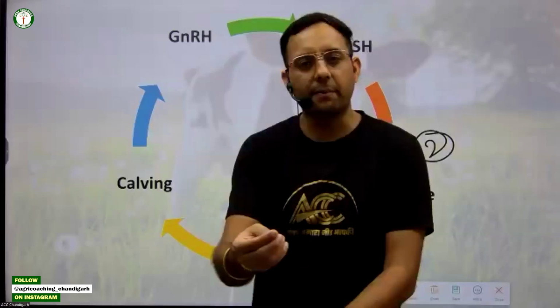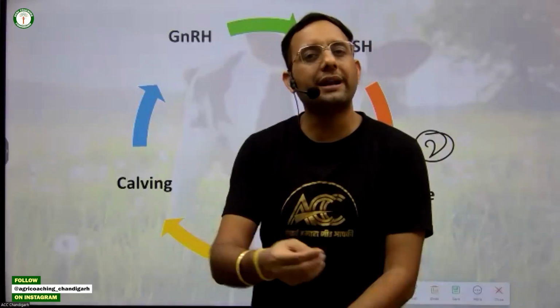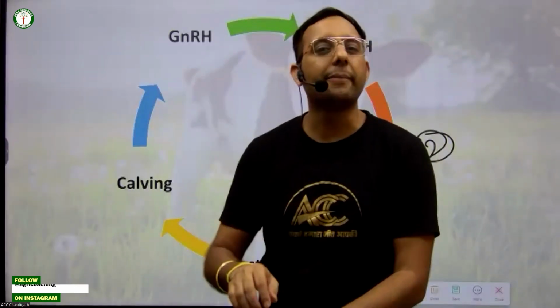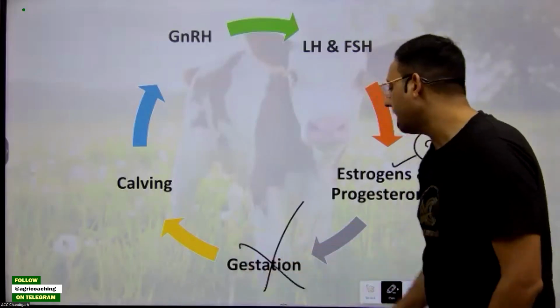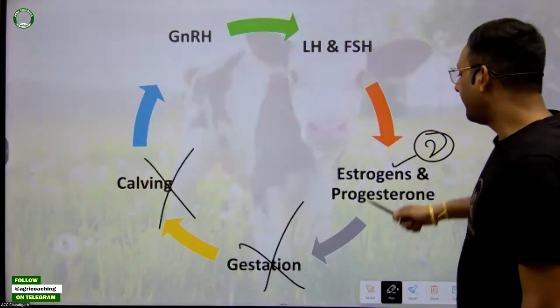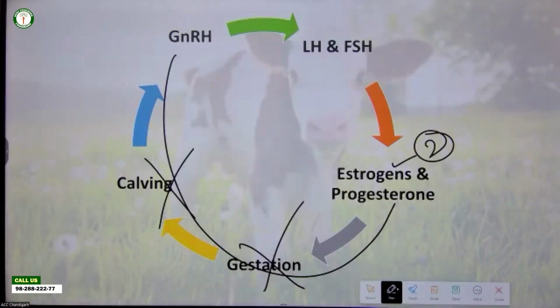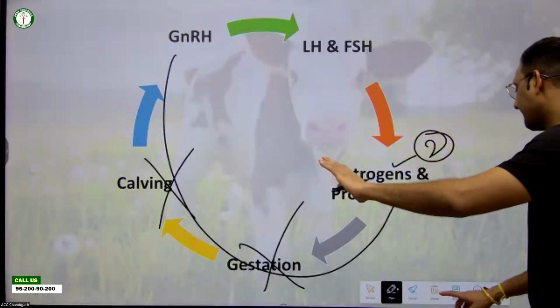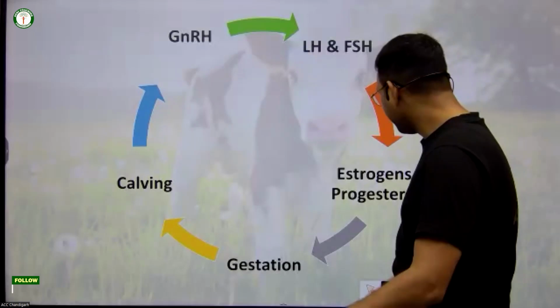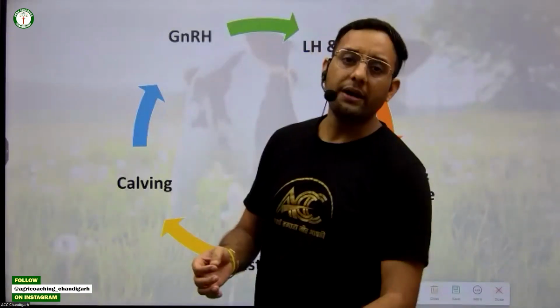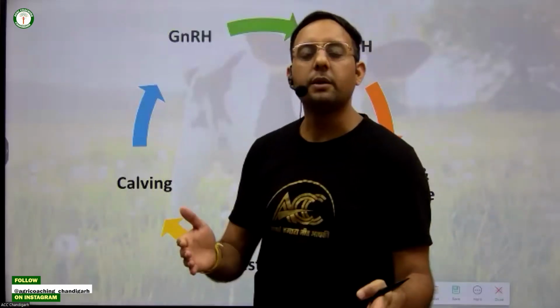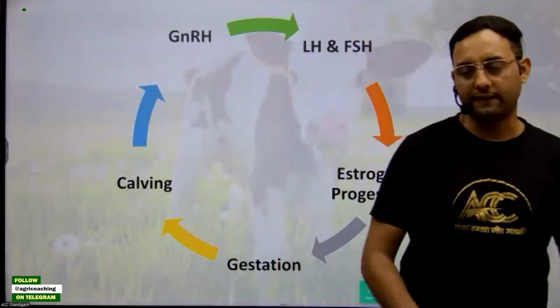CL will start developing, but when the CL comes to know that the egg is not fertilized, CL will say bye-bye. So no gestation will occur, no calving will occur, but again the message will go to GnRH, and the hypothalamus will release GnRH again, and so on. The process will go on. This process will be repeated after 282 days if the cow is pregnant. If the cow is not pregnant, then it will be repeated after 21 days.